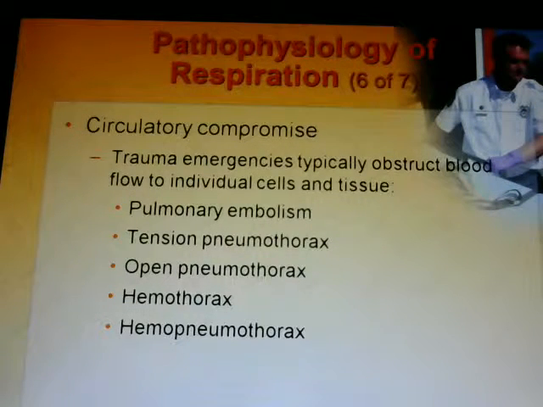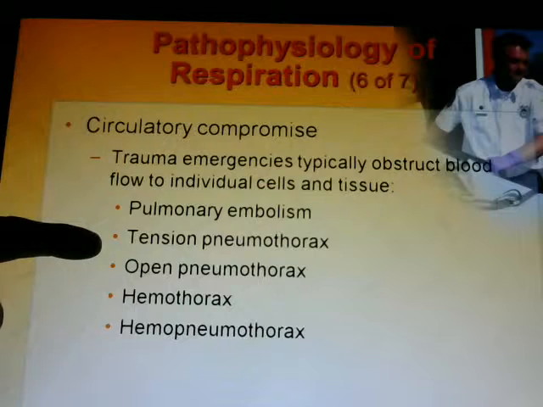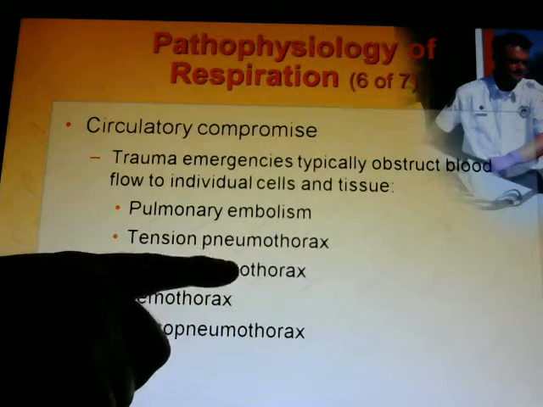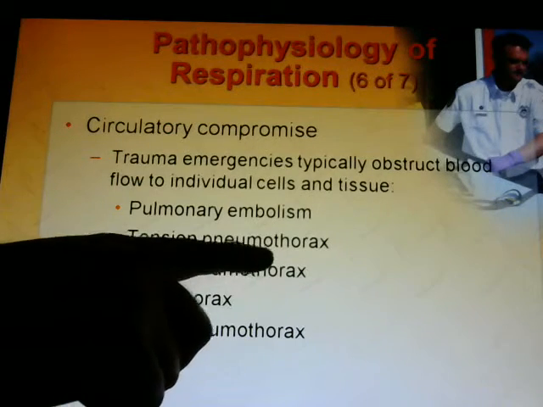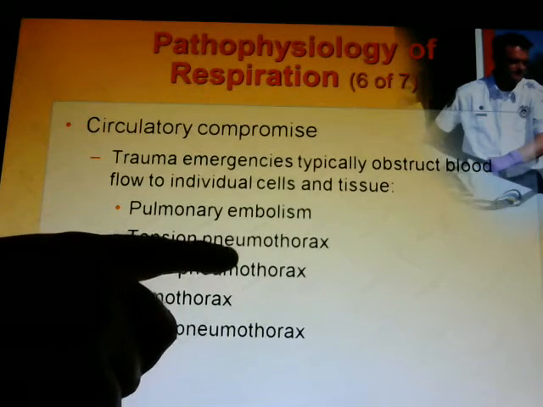You might have circulatory compromise. Trauma emergencies typically obstruct blood flow to individual cells and tissues. You might have a pulmonary embolism, a tension pneumothorax, an open pneumothorax, hemothorax, or hemopneumothorax. A pulmonary embolism is an embolism, or a blood clot, in the lungs. Tension pneumothorax: pneumo is air, thorax is the chest cavity. So pneumothorax is air in the chest cavity.